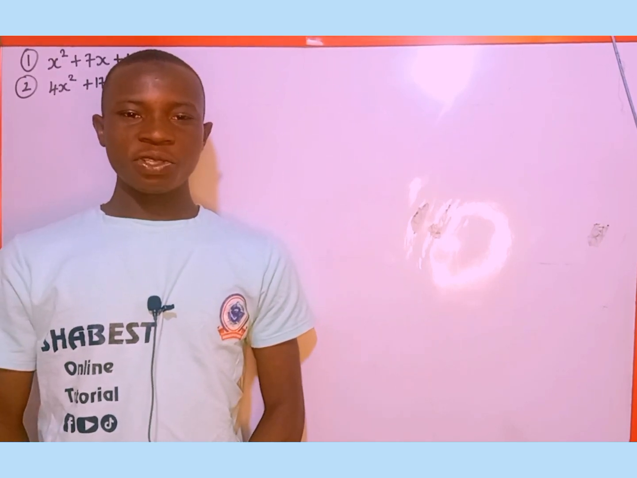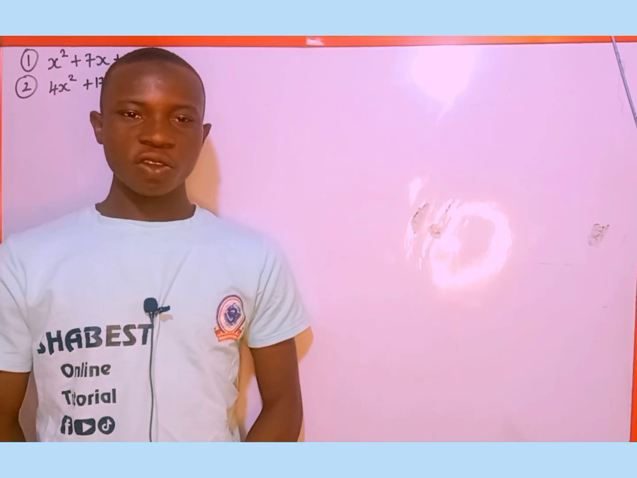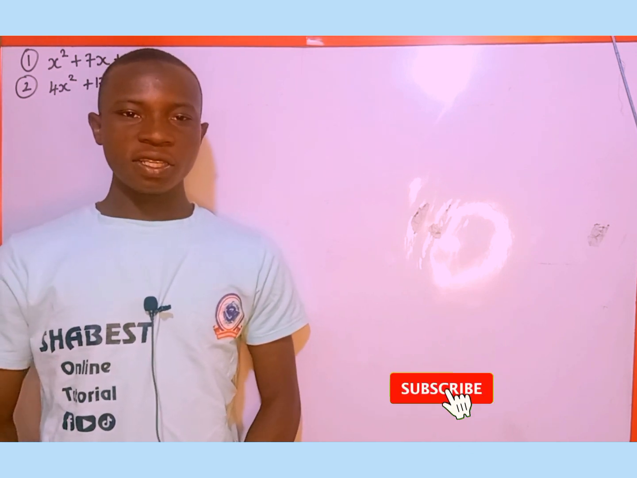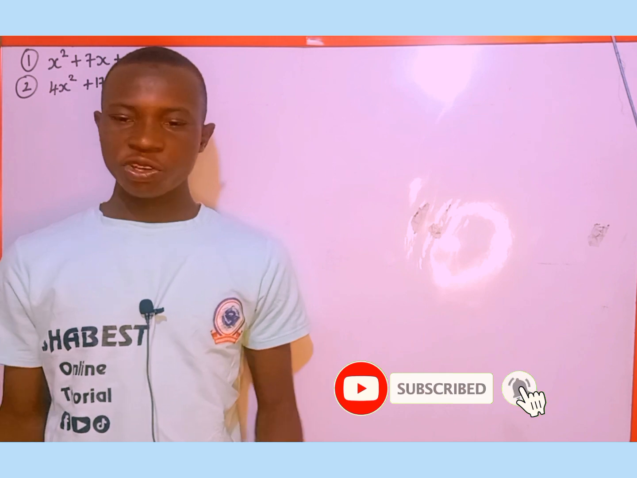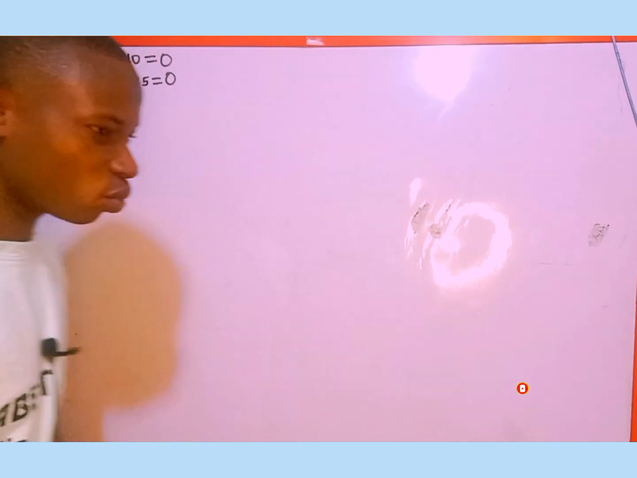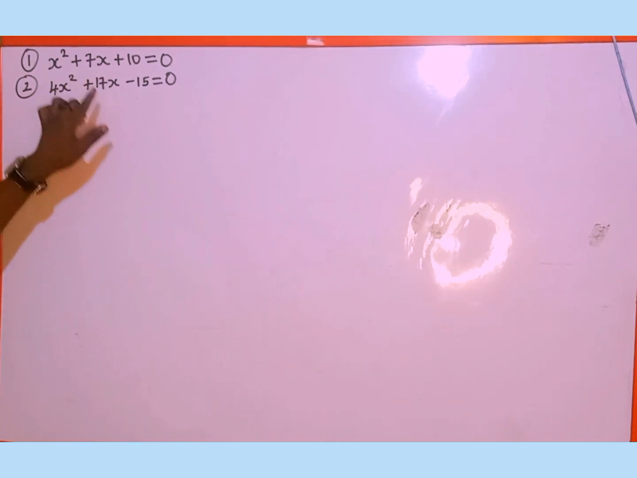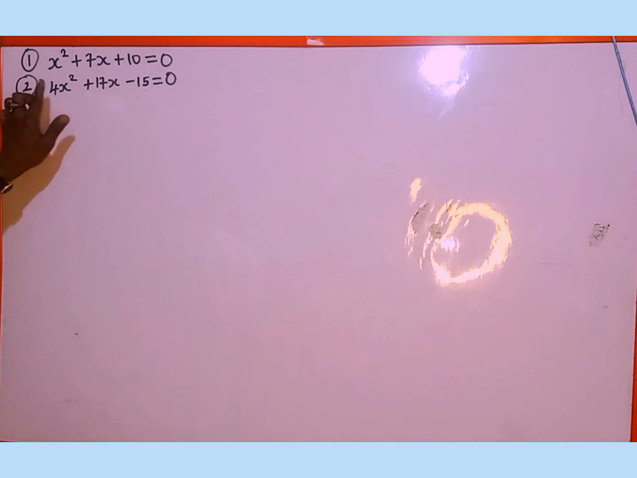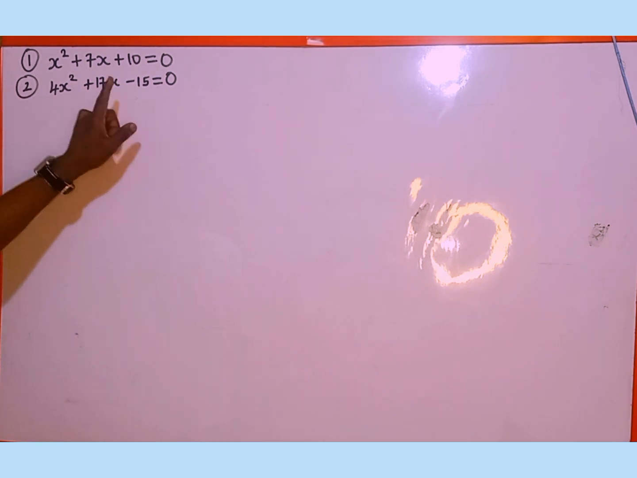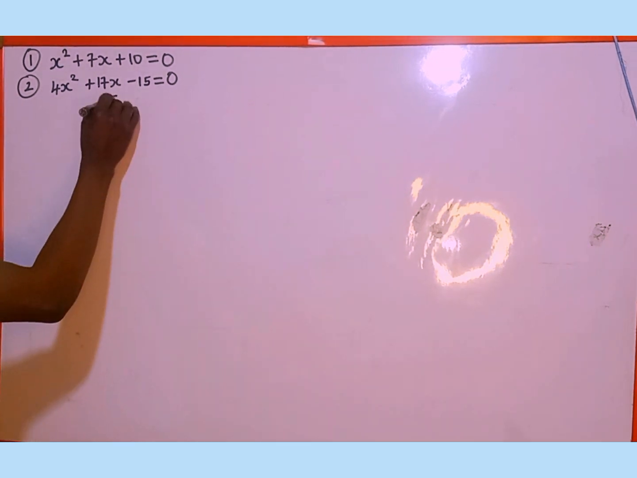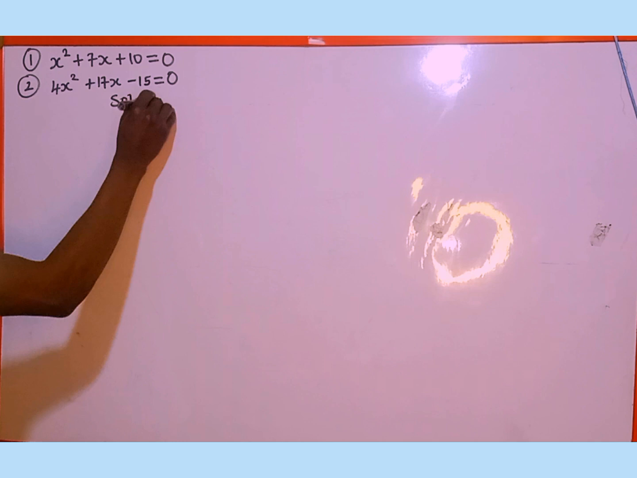In today's tutorial, I will teach you a very short trick to solve quadratic equations without using the general formula, completing the square method, factorization method, or any method you think. On the board, we are given two quadratic equations: x squared plus 7x plus 10 equals 0, and 4x squared plus 17x minus 15 equals 0. Let's get started with the solution.